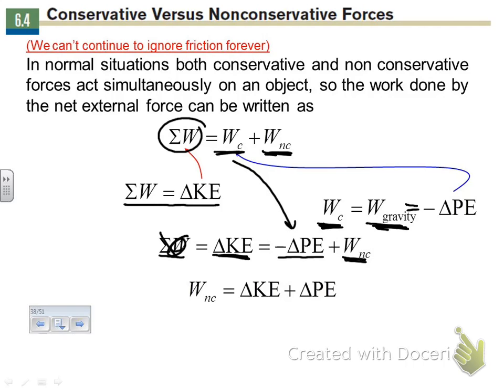So work non-conservative, if we rearrange the equation, is equal to the change in kinetic energy plus the change in potential energy. So if we wanted to find out what the work done by all the non-conservative forces was, we would just find the change in kinetic energy, the change in potential energy, and add it up, and it will tell us what the work done by those non-conservative forces is.